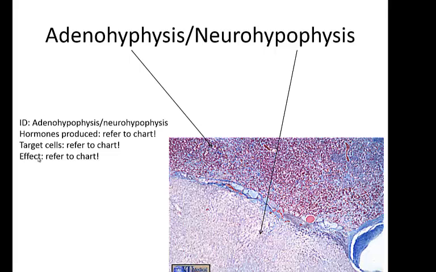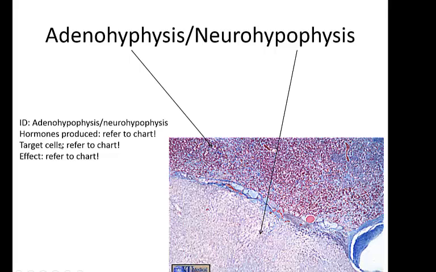Okay. Oxytocin, the target cells are going to be the uterus, but it could also be the epithelial cells of the breast. And the effect is going to be uterine contraction and also letdown of breast milk. So, two things for oxytocin. You should have this on a chart that I have given you. So, antidiuretic hormone is released by the neurohypophysis.